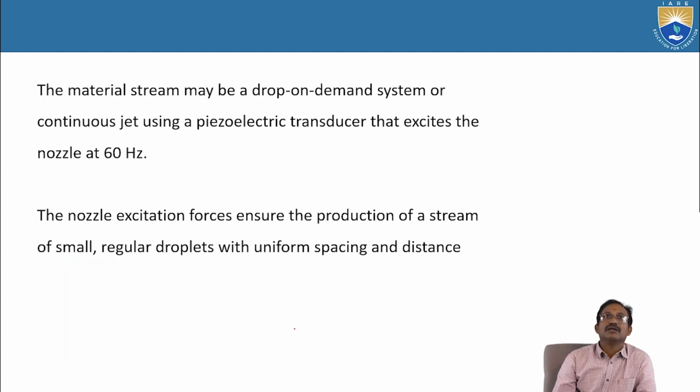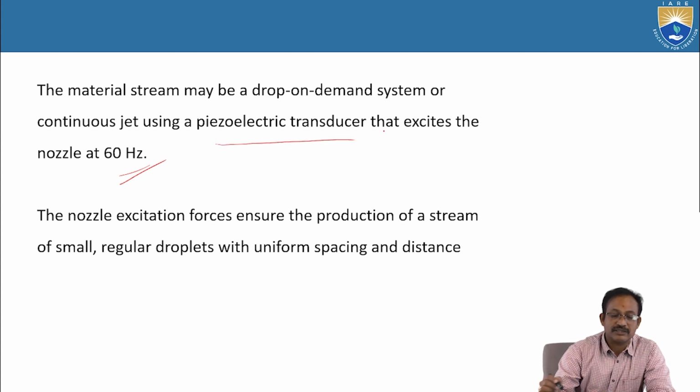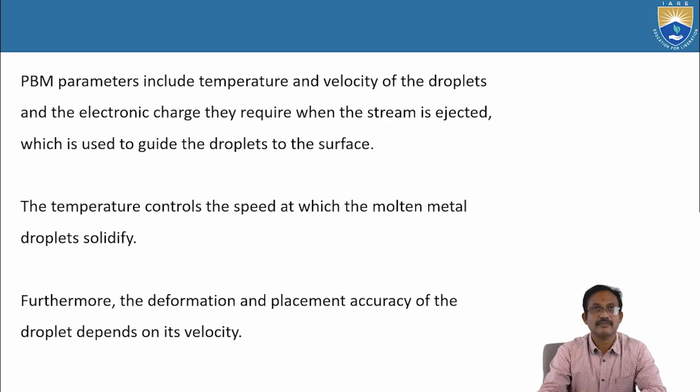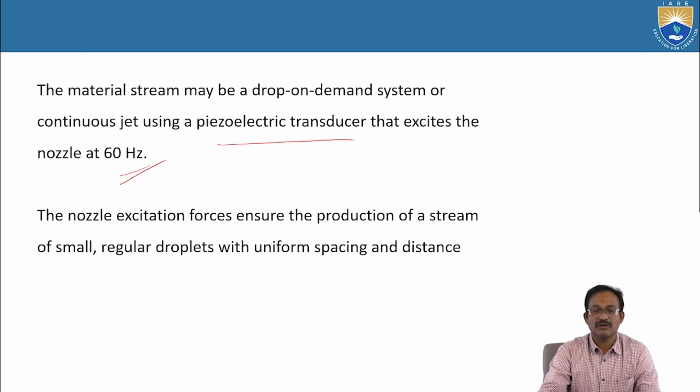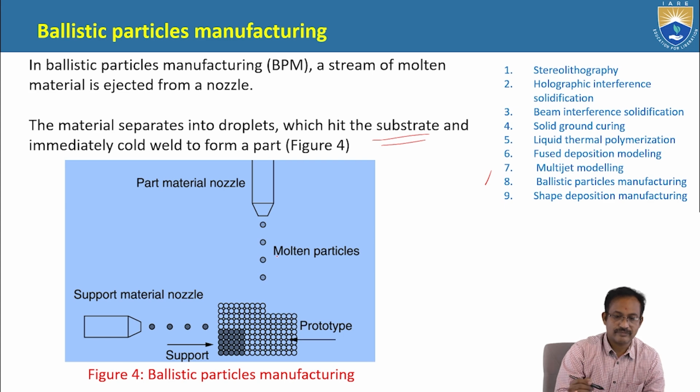The material stream may be a drop on demand system or a continuous jet using a piezoelectric transducer that excites the nozzle at 60 Hz. The nozzle excitation forces ensure the production of a stream of small regular droplets with uniform spacing and distance. So here the frequency is 60 Hz, from the piezoelectric transducer. So what is this one? Ballistic particles manufacturing. It is forming with what? Droplets.